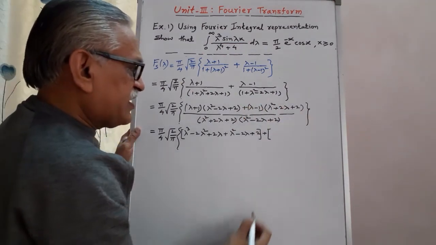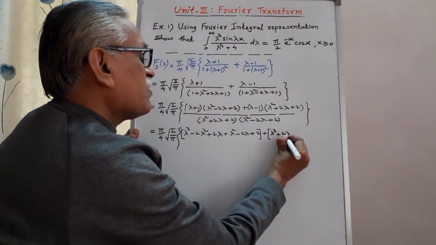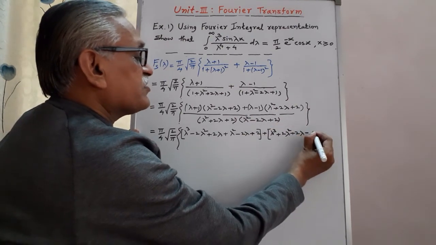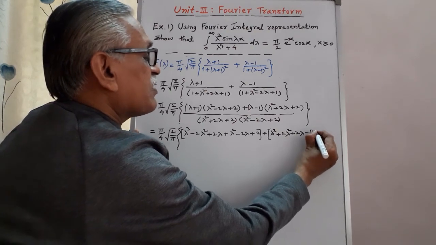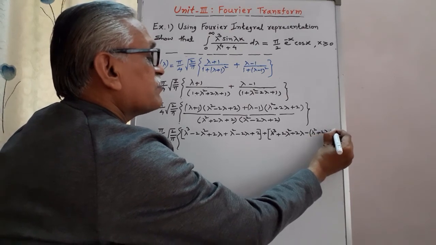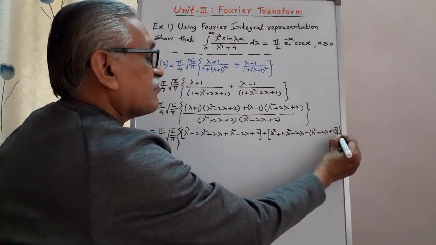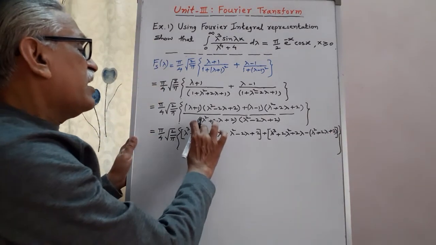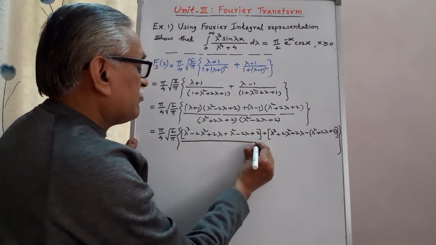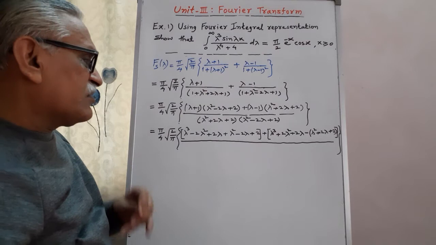Product of this, again term by term, we get lambda cube plus 2 lambda square plus 2 lambda minus lambda square plus 2 lambda plus 2. And then a product of this, again term by term, it is simple product, but calculation is somewhat lengthy.